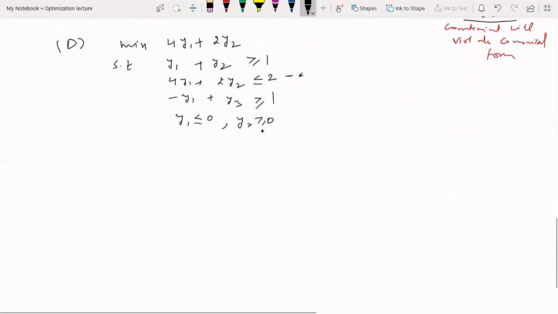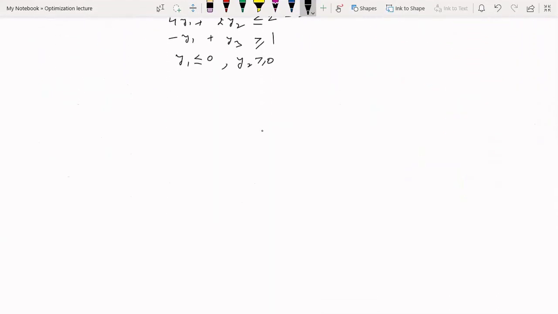Then the last example which I'm going to explain is the unrestricted variable case. A doubt, sir? I will discuss it later, let me finish explaining, then I will discuss.